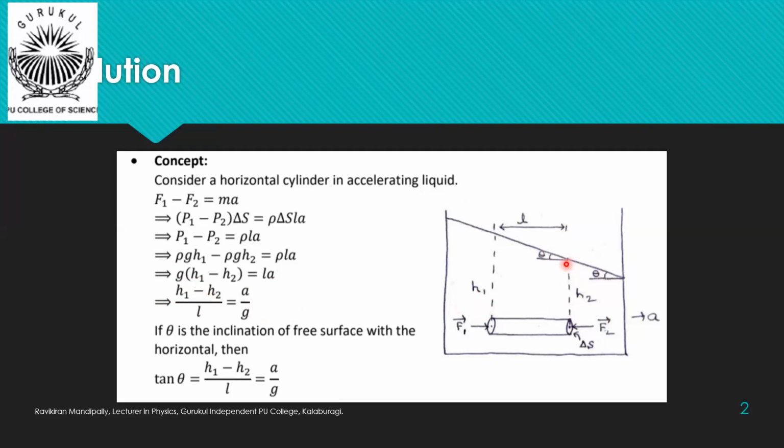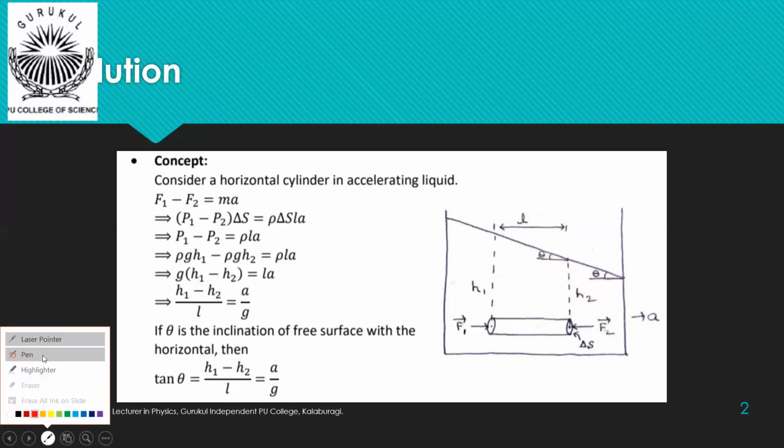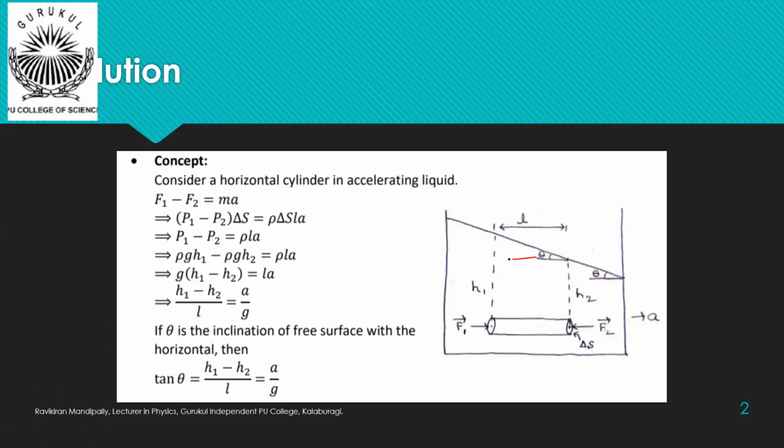Now, if you complete this right angle triangle here, actually, you'll get it like this. So this side is H1 minus H2, and this side is L. So tan theta is opposite side by adjacent side, opposite side is H1 minus H2 and adjacent side will become L. So that is why we are writing this H1 minus H2 by L as tan theta here. So tan theta is equal to H1 minus H2 by L, which is equal to A by G. So whenever you are given a situation of this kind, that means a container having horizontal acceleration, you can use this formula. Tan theta is equal to H1 minus H2 divided by L, that is equal to A by G.